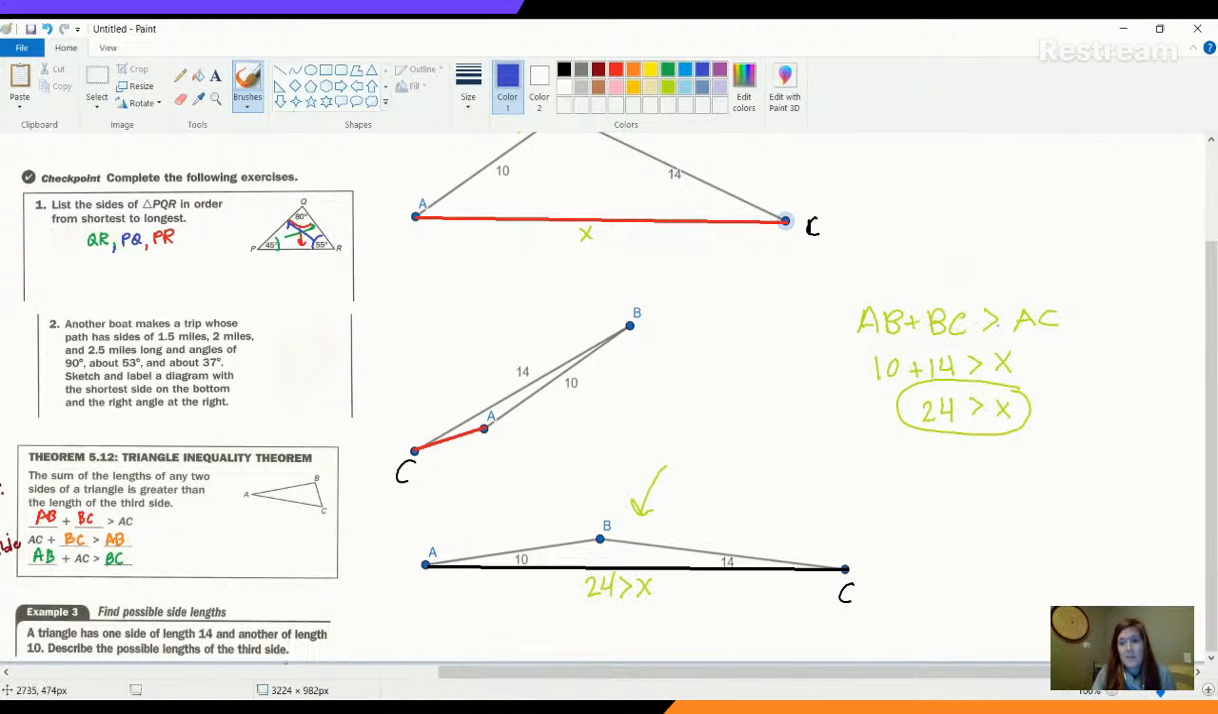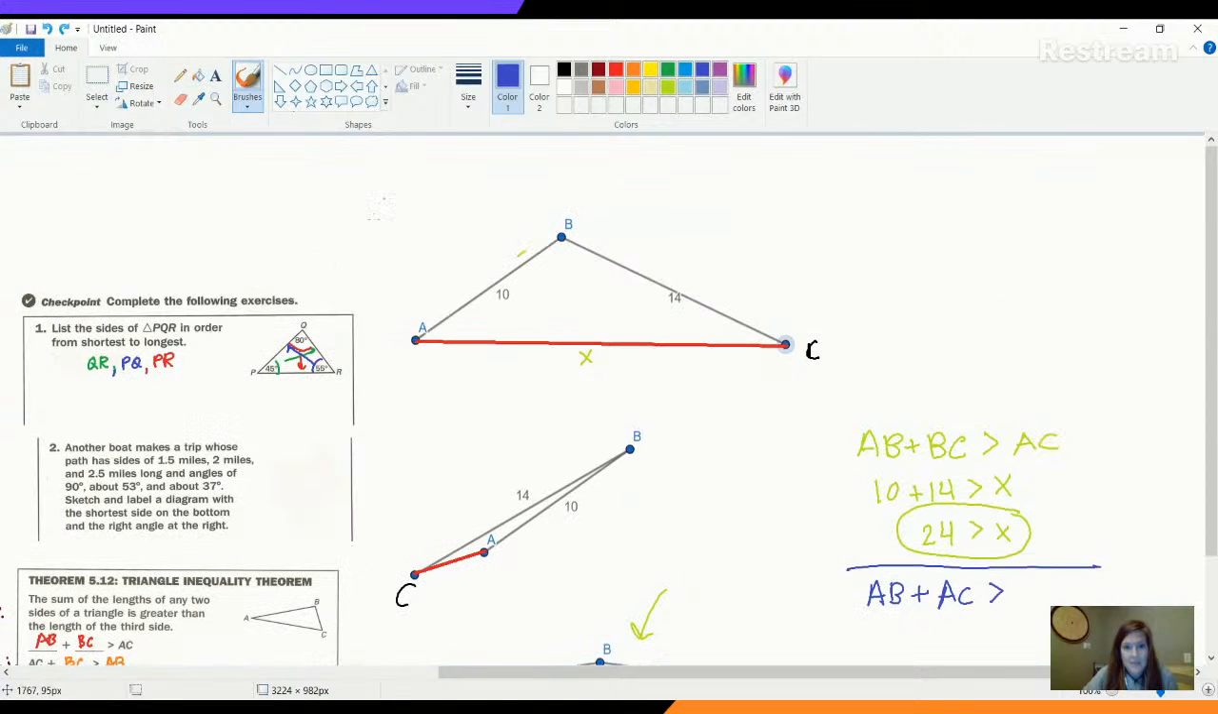So I did AB plus BC equals AC. Now I'm going to check, what if I do AB, but instead of plus BC, I do plus AC. Is that greater than BC? Oops, sorry, that's not right. Go back. No, there's two ACs on there. AB plus AC, is that bigger than BC? Sorry about that.